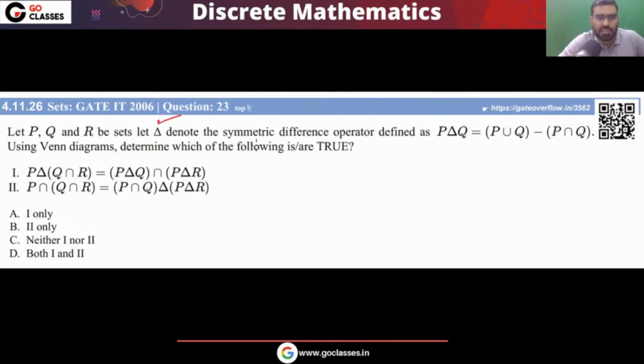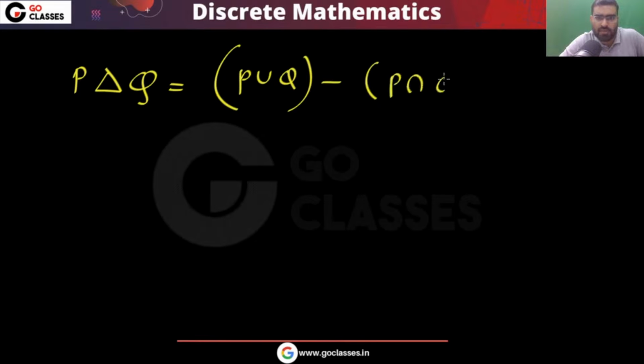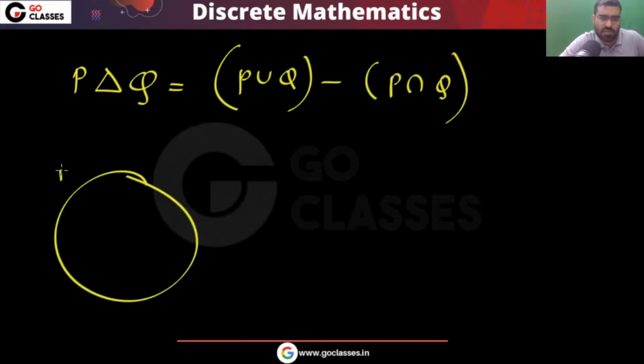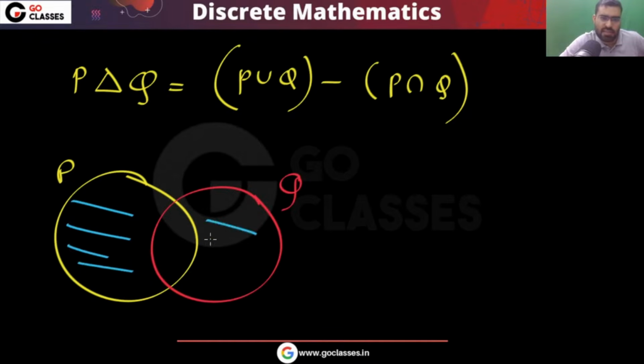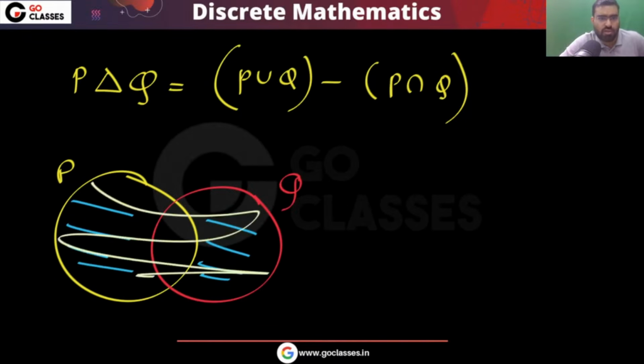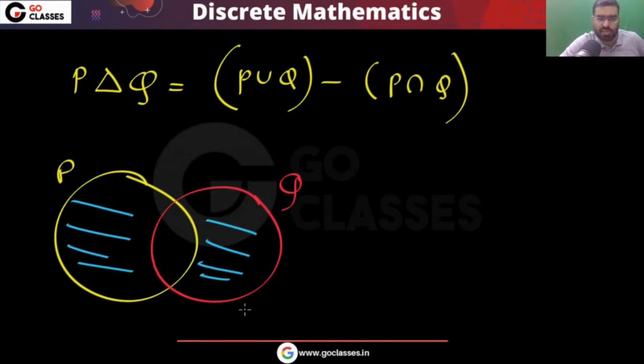This is denoting the symmetric difference. Symmetric difference means P union Q minus P intersection Q. We already know that if you have this symmetric difference, then that is the same as removing the common part from the union. If this is your P and this is your Q, then you can easily see that this area and this area is your P symmetric difference Q, because from the union you are removing the intersection.